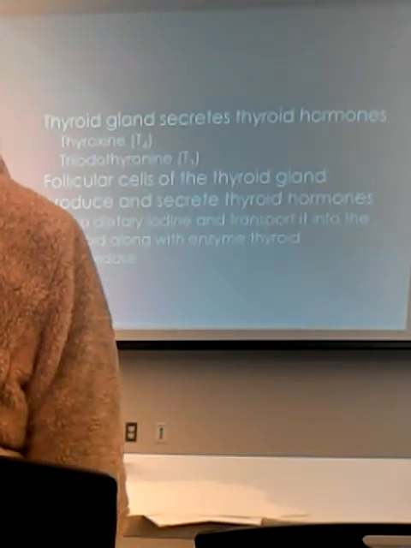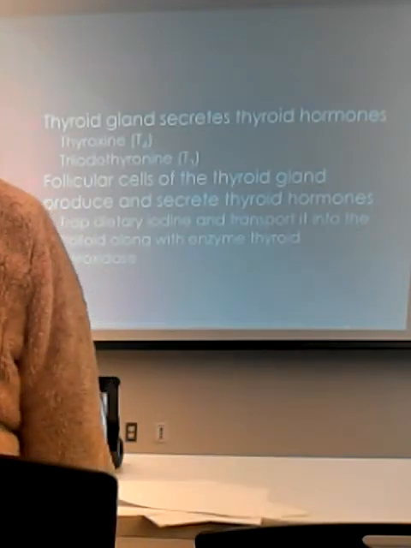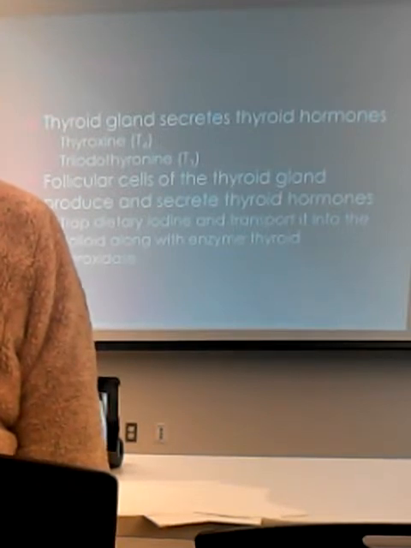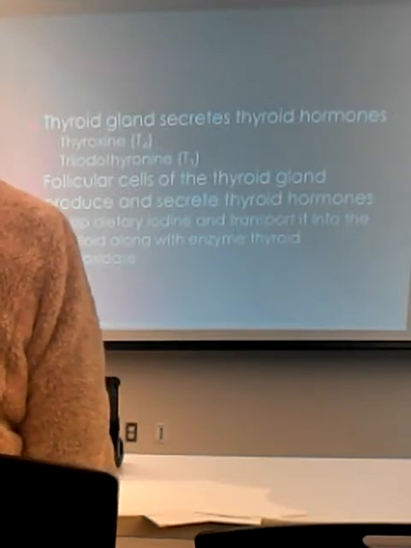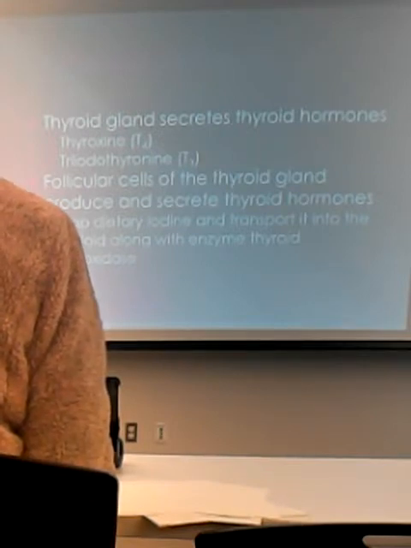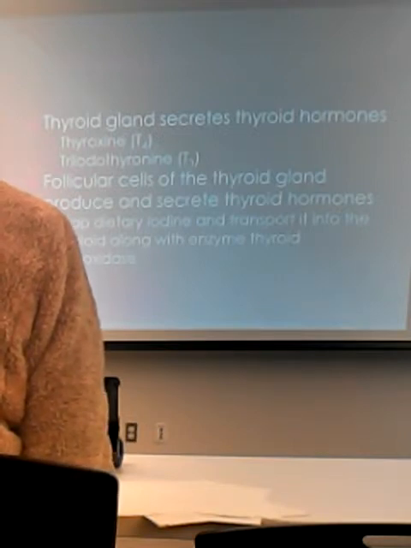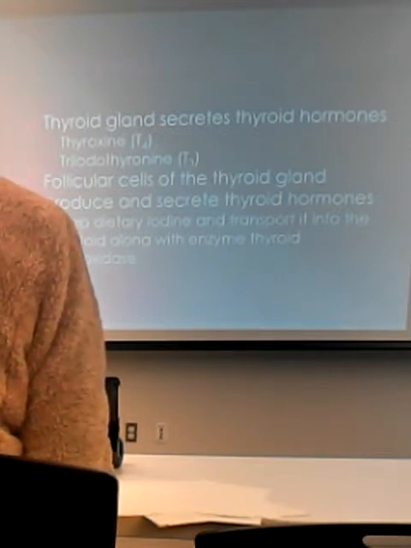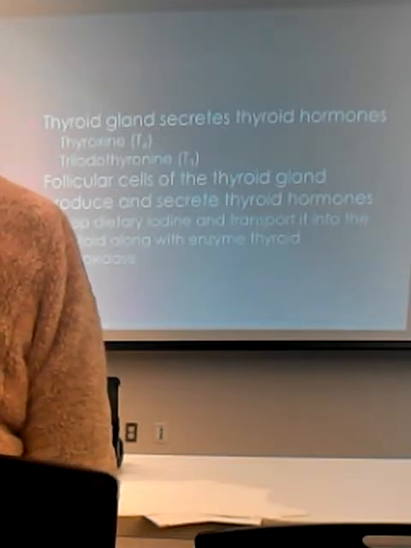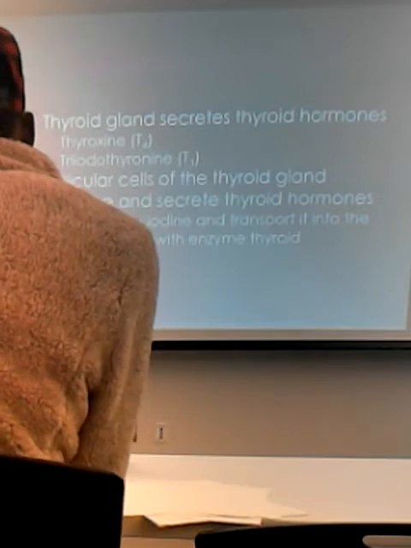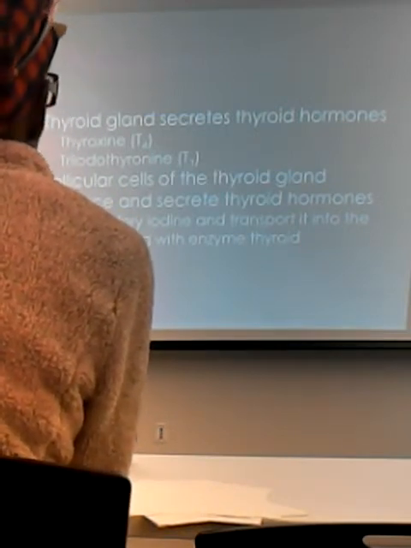So thyroid. I said T3 and T4 were the thyroid hormones that the thyroid gland makes. T3 is the active form. T4 is the inactive form. What do the 3 and the 4 stand for? The number of iodines that are attached. Okay? So if there are 3 iodines attached to the thyroid hormone, that means it's in its active form. If there are 4, it's in its inactive form. Does that make sense to you guys?